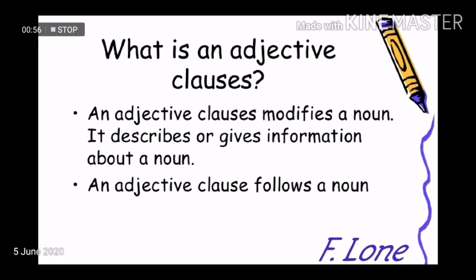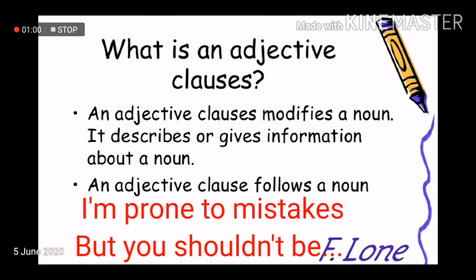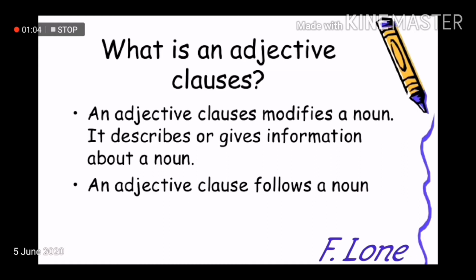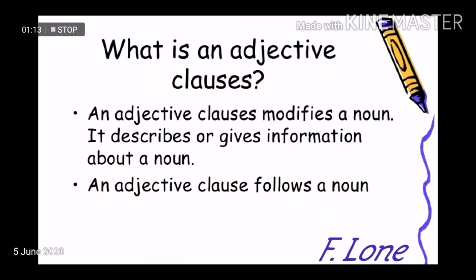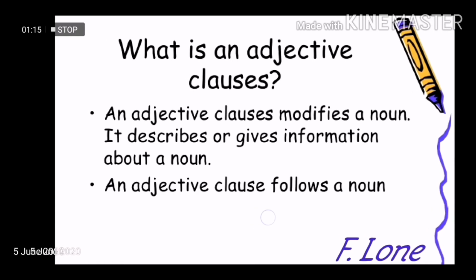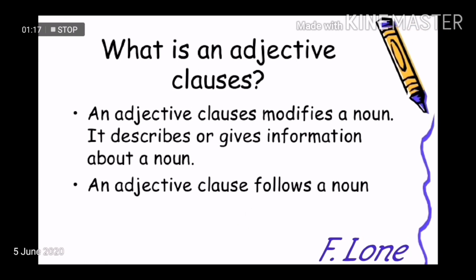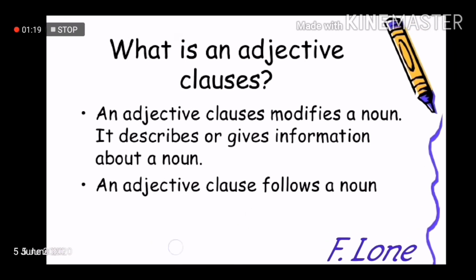First of all, what is an adjective clause? It's not "clauses" here, it should be "clause" because I have used "an" here. "An" is always used with singular countable nouns. So an adjective clause modifies a noun. It describes or gives information about a noun. An adjective clause follows a noun.